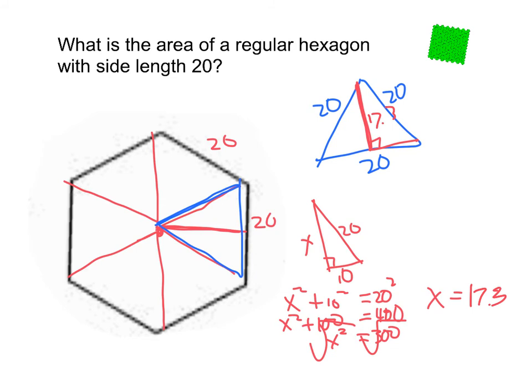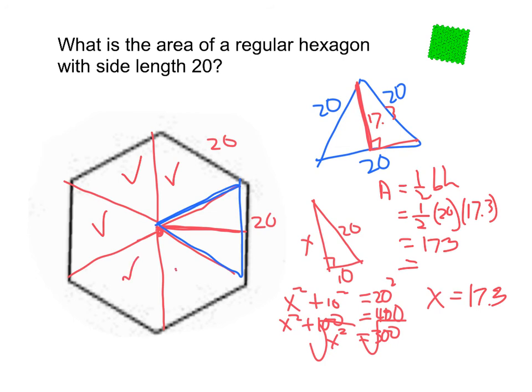That means that one area will be 1/2 base times height. So that's 1/2 times 20 times 17.3. Calculating that, we'll get 173. But then we have 6 of these triangles all together. So multiplying that by 6, the full area is 173 times 6, which is 1038. So that's the full area of the regular hexagon.